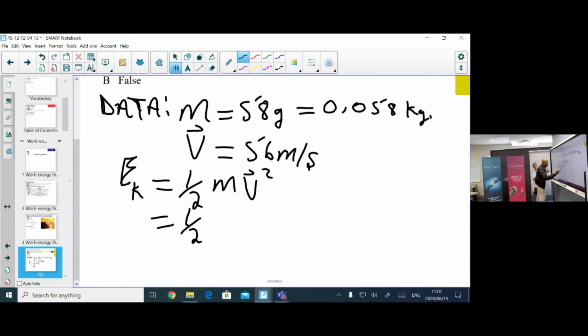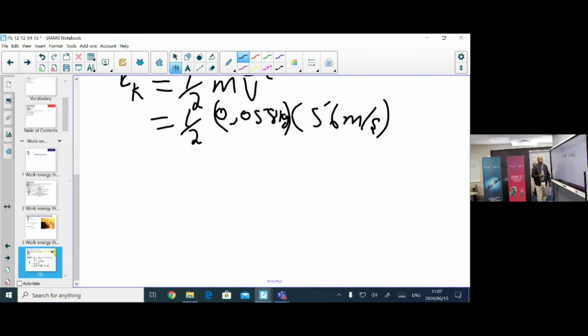We have half multiplied by 0.058 kilograms, multiplied by the velocity, which is 56 meters per second. All right, let me extend my page so that we can have a space.